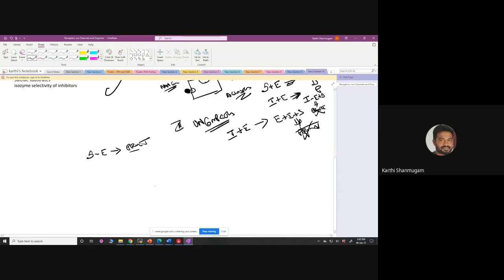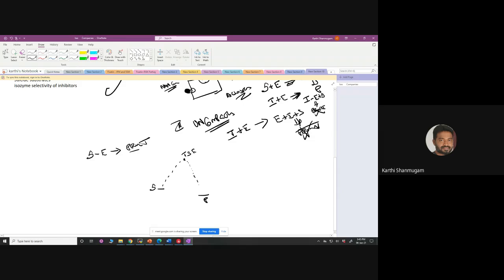So if this is the energy of the substrate, and this is the energy of the product, the energy of the product should always be lesser than the energy of the substrate. For the conversion of substrate into product with the help of enzyme, this conversion is not directly possible. It should first reach some energy. This energy is called the transition state energy.